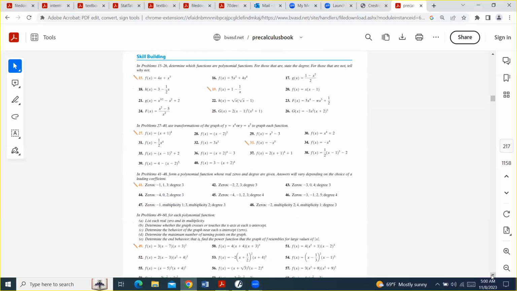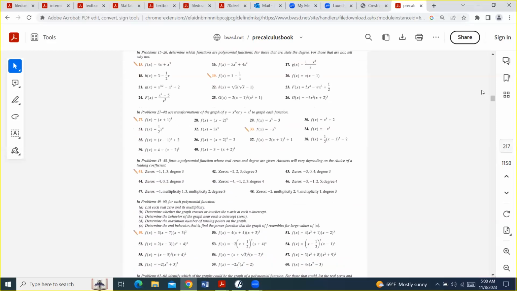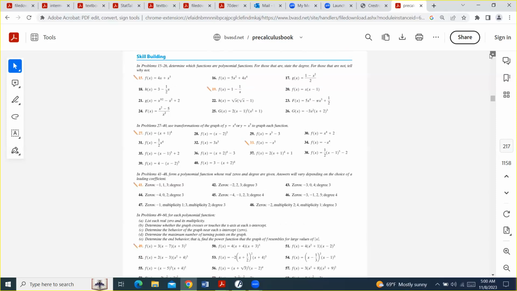So as usual, I'm looking at the skill building exercises, and I'm going to take a look at the so-called polynomials. So we saw this word before, right? A polynomial is something that does not have any radicals or any fractional or negative powers of x. So something like exercise number 16 is a good example of a polynomial.